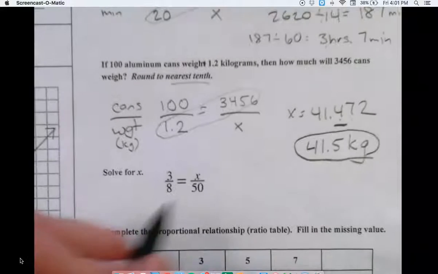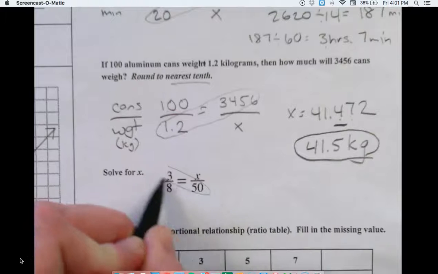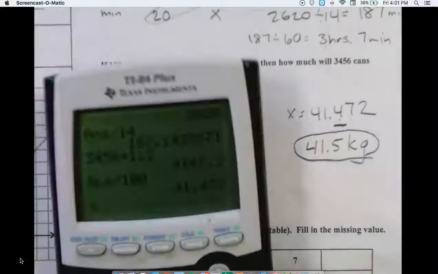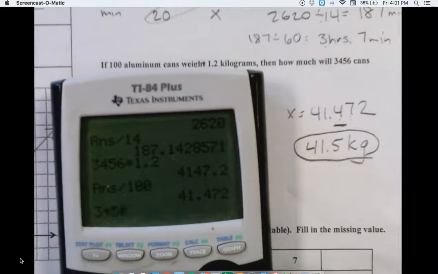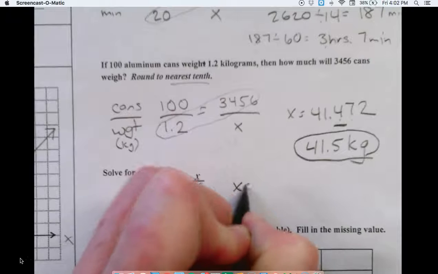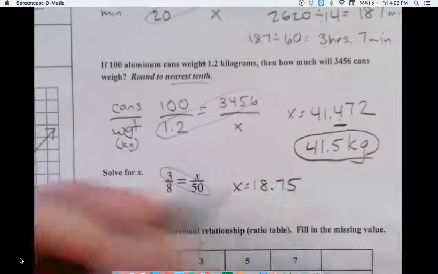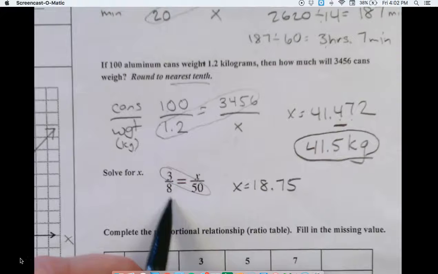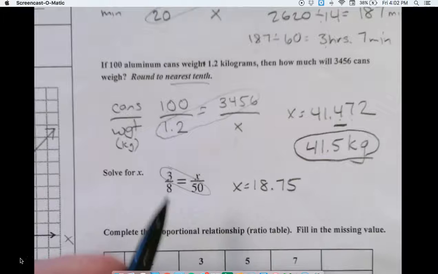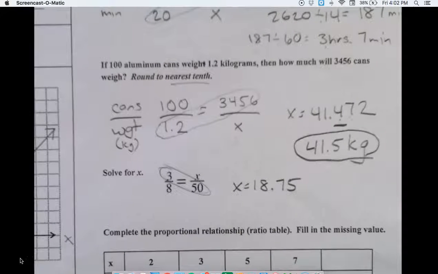Now this one was straight up just, do you know how to solve a proportion? So we're going to go 3 times 50, divide by the 8. So that's going to give me 3 times 50, divide by 8, 18.75. You also could have divided 50 by 8 and found out what that multiplier is, and then multiplied the 3 by the same value. But I'm really partial to this method just because it's so quick when you have a calculator. Okay?